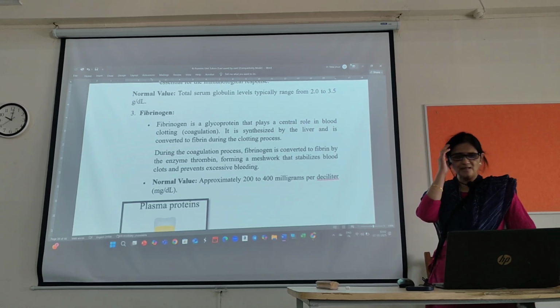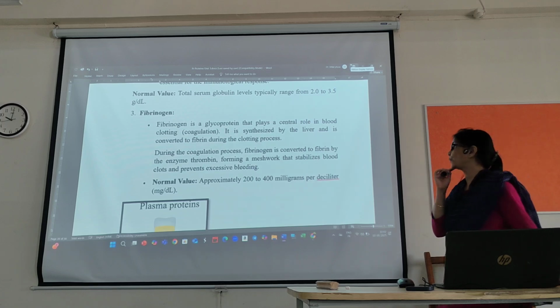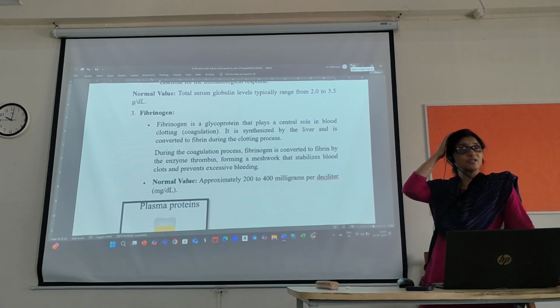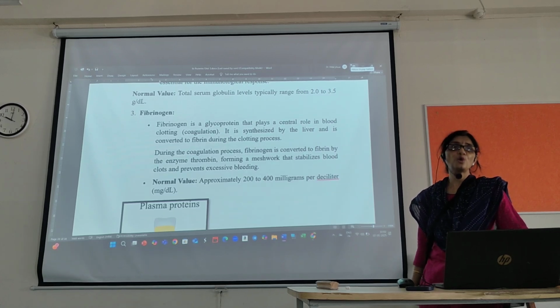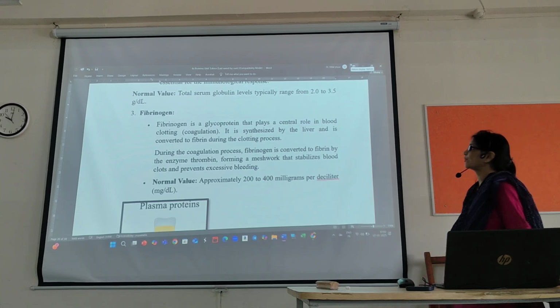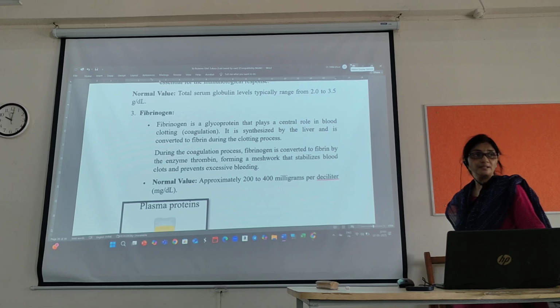So next, the last one is fibrinogen. Fibrinogen is a glycoprotein. What is a glycoprotein here? Glucose attached with the protein. That's why it's called a glycoprotein. It plays a central role in blood clotting.